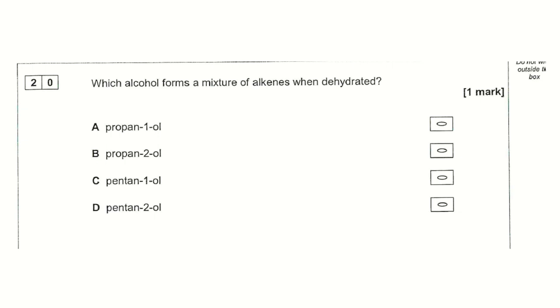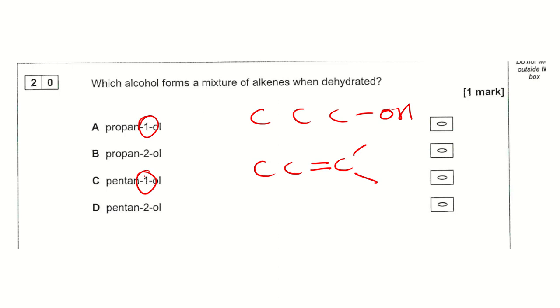Which alcohol forms a mixture of alkenes when dehydrated? Well, if you know that anything with a 1 isn't going to do that. If we looked at propan-1-ol, the only double bond you could possibly get is here. It can't be anywhere else. So anything with a 1 in it, you can just get rid of. Let's look at propan-2-ol. That will give me an OH there. Now I'm going to get either a double bond there or a double bond there. It doesn't make any difference. The product is still going to be exactly the same.